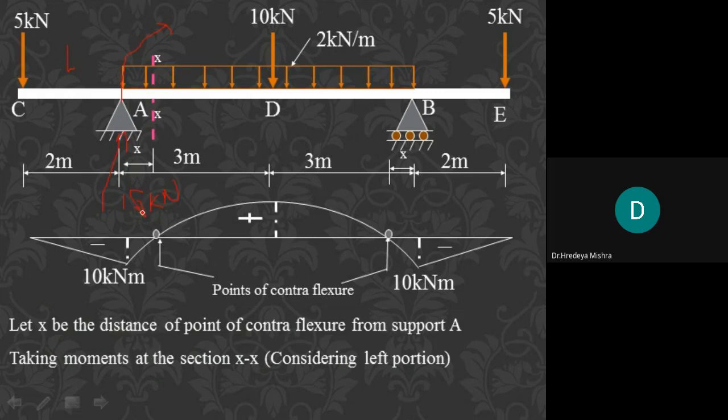16 kilonewton load is there. See, and this is downward. And what is the distance? Here to here, 2 plus x minus 5, 2 plus x. 16 into x is 16x, and this is 2 into x. 2 into x is the load and x by 2 is the distance where this UDL is applied.